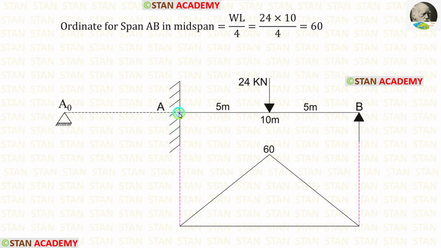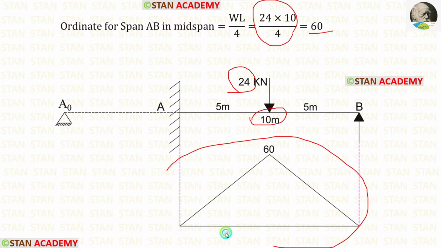Now let us find the ordinate for the span AB. In the span AB, there is a point load 24 kN. This point load is acting in the center. The formula to find the maximum bending moment is WL/4. Here W is 24, L is 10. When we apply the values inside the formula, we are getting 60. Using that, we can make this diagram.